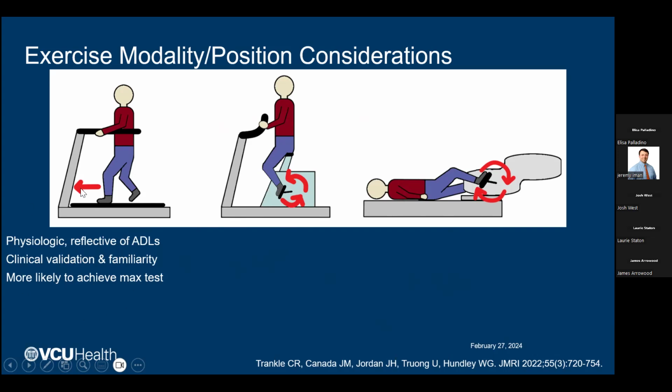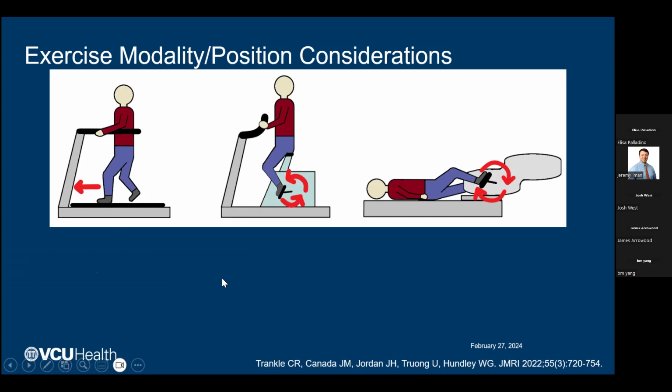So the treadmill, of course, is physiologic, is reflective of ADLs. Like I said, there's lots of clinical validation and familiarity with this test. And the patients are most likely to achieve a true maximum test in general, not always, but in general, especially in America, where the prevalence of regular bicycle riding is much lower than other parts of the world, like Europe. And so the danger is that you put someone who hasn't ridden a bike in several years on a bicycle ergometer, and they might have skeletal muscle fatigue long before they really reach the cardiovascular limitations otherwise.